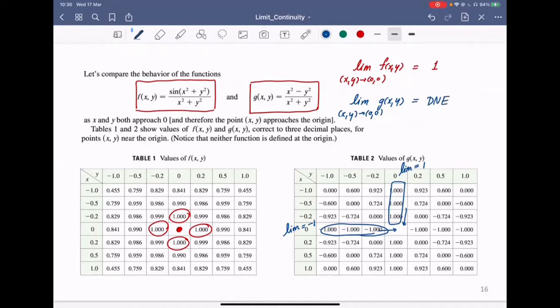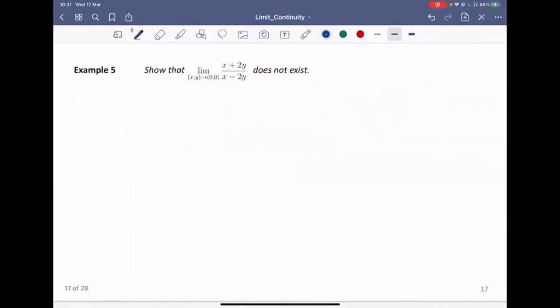All right, let's do the real example. So this is the idea. Let's do the real example, example 5. Let's go step by step together. From example 5, I want you to compute the limit of this function where (x, y) goes to (0, 0). We're going to show that the limit does not exist.